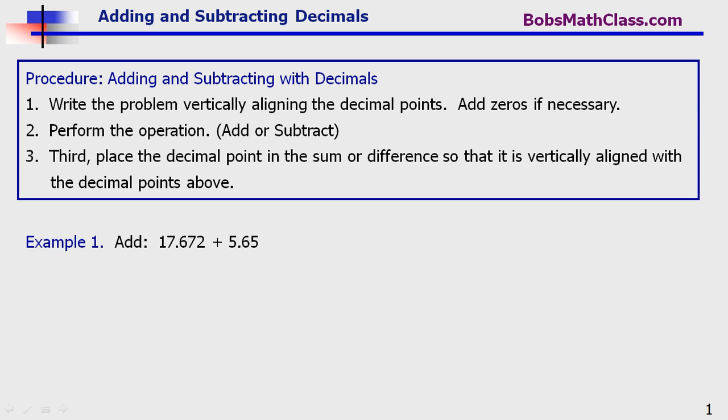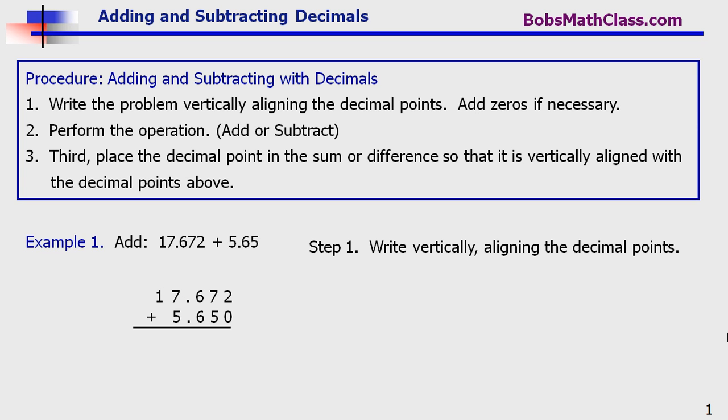Okay, so here's our first problem. 17.672 plus 5.65. Okay, so step 1, write vertically, aligning the decimal points. Let's write this problem vertically. Make sure that the decimal points line up.